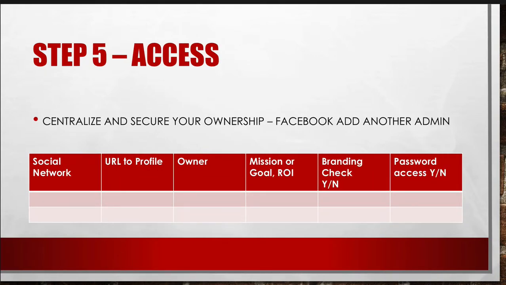Step 5 is access. So with Facebook, I always teach and train that you have more than one admin on your Facebook page, because in the event that something happens to your personal profile and you get shut down, you won't be able to access your business page. So make sure you add family or friends or colleagues or employees. Be careful with employees. If you get a disgruntled employee, they may choose to go in and sabotage your page, and I've seen business owners experience that from time to time.